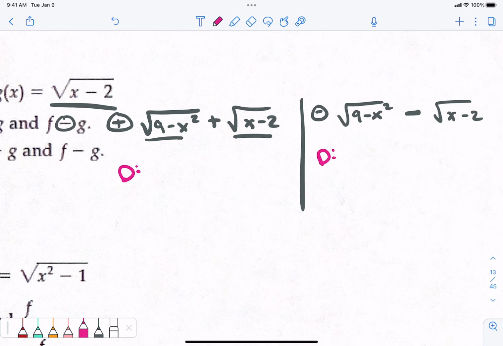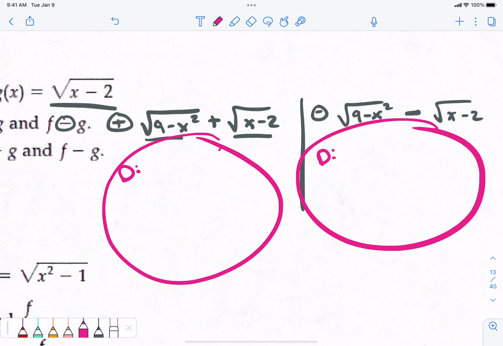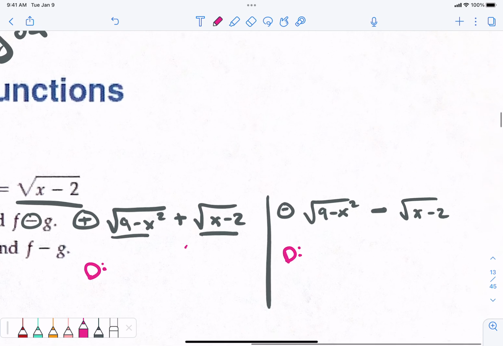Now, the plus versus the minus should not switch the domain. As soon as we find this one's domain, I'm going to guess that this one's domain is the same, correct? The only thing that changes is this plus or minus, and that should not switch my domain at all. So let's talk about domain real quick.